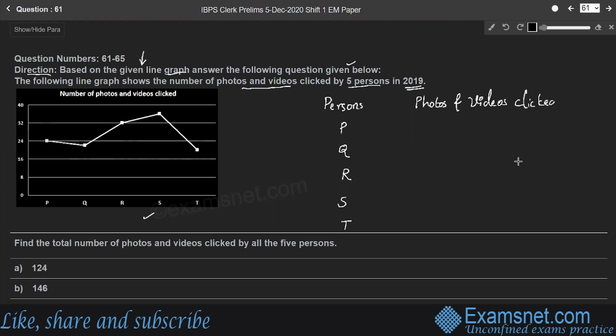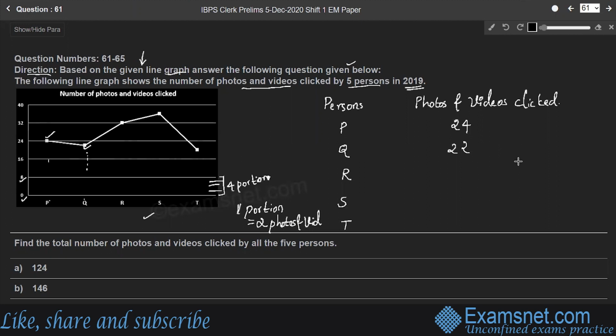They are given here. So in 2019, P had clicked 24 photos and videos, right? According to the graph, P clicked 24 photos and videos, whereas Q clicked 22 photos and videos. Here, each part is divided into 4 portions. Right. So between 0 and 8, there are 4 portions. So one portion is equal to 2 photos and videos. Right.